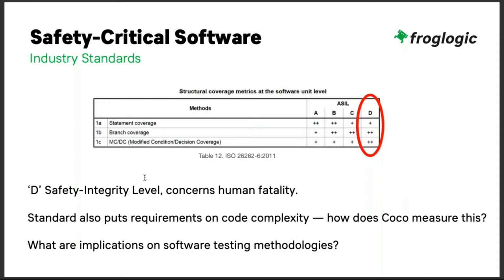And you can see on this table that in this standard, 100% decision or branch coverage, with the plus plus sign, means that it's, quote, highly recommended for the B, C, and D SILs, and 100% MCDC coverage is highly recommended for the D SIL. Note that the D level is for systems where human lives are at risk for fatality. And another important focus of this standard specifically is the standard's enforcement of low complexity, which is another way of describing the difficulty in maintaining the code.